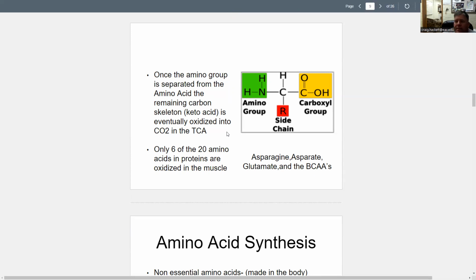Only 6 of the 20 amino acids in proteins are oxidized in the muscle or can be used in the muscle. So take the 2 things that I told you, that it's complicated and it's inefficient, and then understand that only 6 of the 20 amino acids that we find in proteins can actually be used in the TCA or Krebs cycle. Those are your branched chain: leucine, isoleucine, valine, and then the 3 listed here. So those are the only 6.